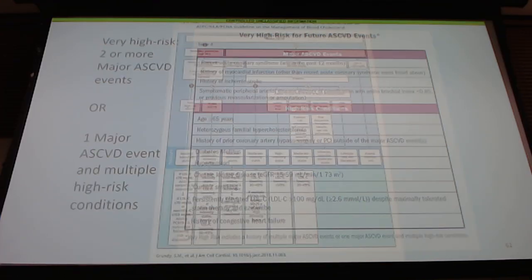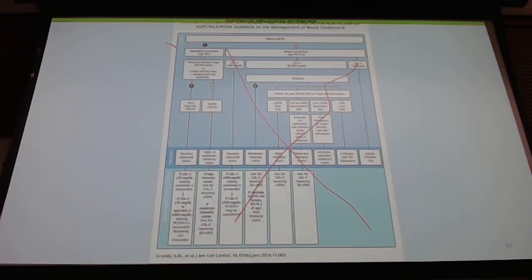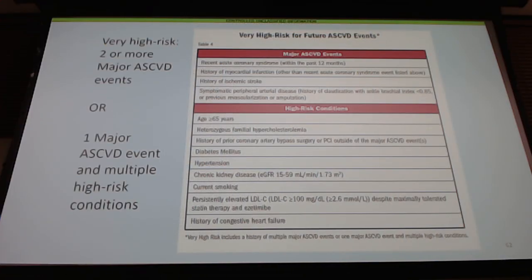But the first question you have to ask yourself when we look at our algorithm is: is there a history of multiple major ASCVD events, or one major ASCVD event plus multiple high-risk conditions? And the answer is yes or no. So what exactly is that?